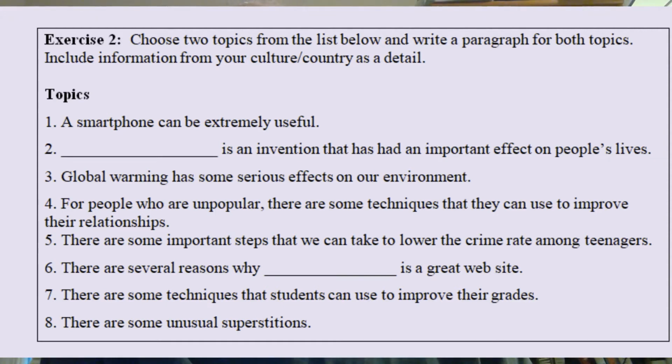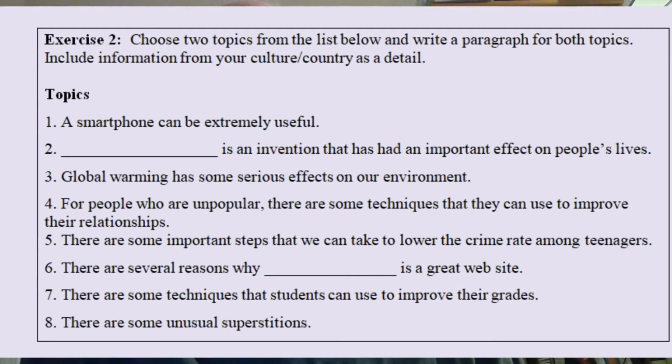So in exercise 2, we say choose 2 topics from the list below and write a paragraph for both topics. Include information from your culture or country as a detail. So just to give you an idea of what the topics are, we have number 1, a smartphone can be extremely useful. So if they can come up with something that they might be able to include about their culture, and again, it can be almost anything, they could write a little paragraph and include details.